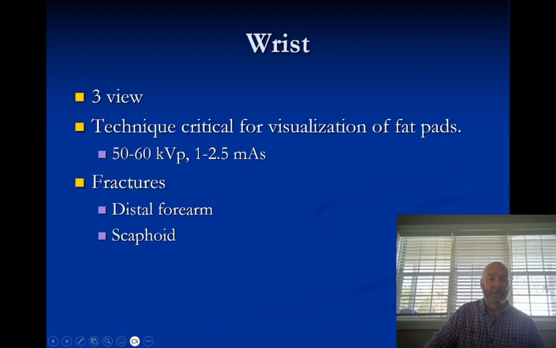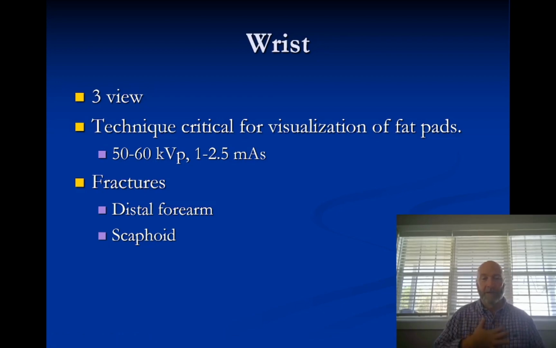So what we're going to do is center our central ray to the mid-carpal region for our wrist, but we're going to open the collimation enough to include about half of the palm of the hand and the distal third of the forearm so that we can catch those distal forearm fractures. So a couple of different fractures of distal forearm.